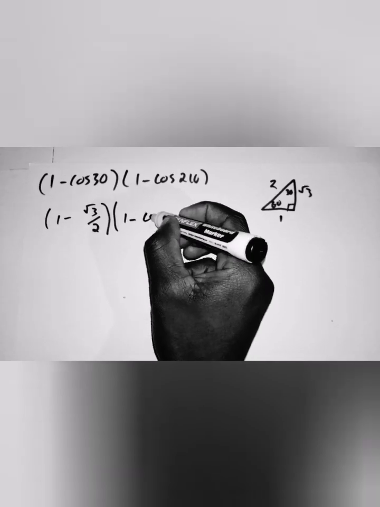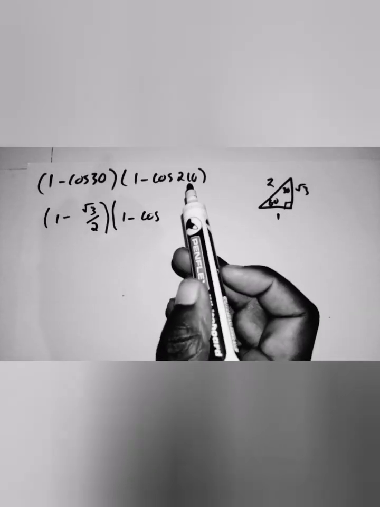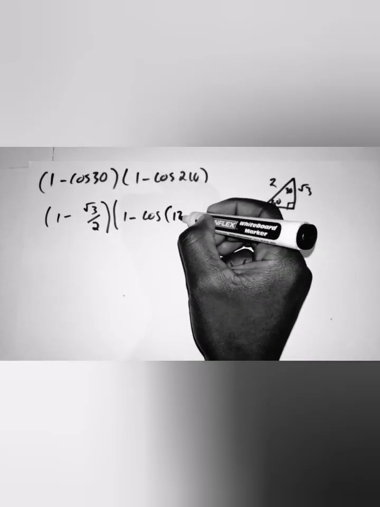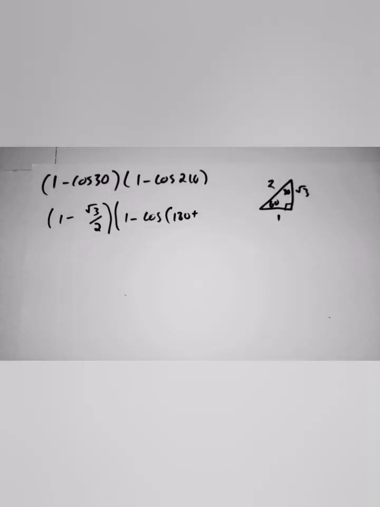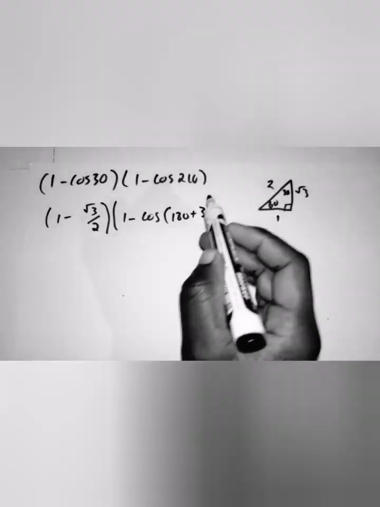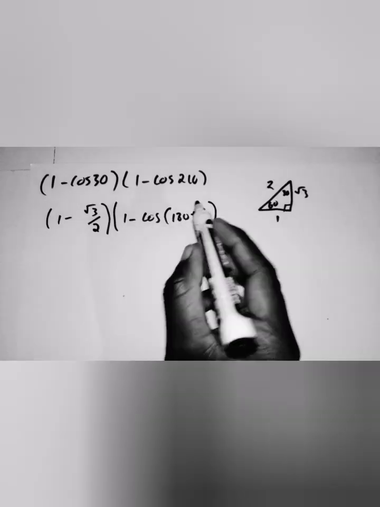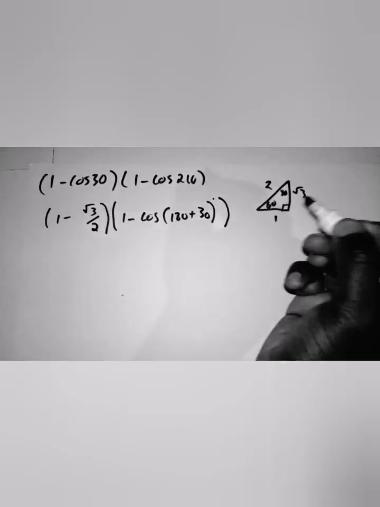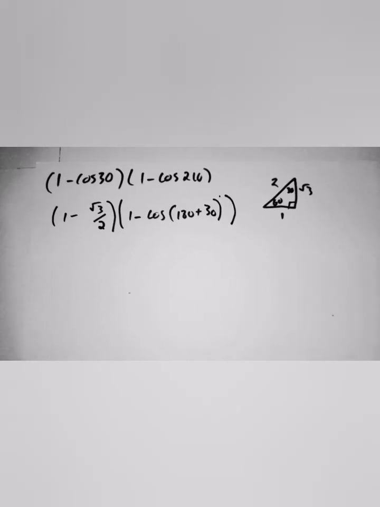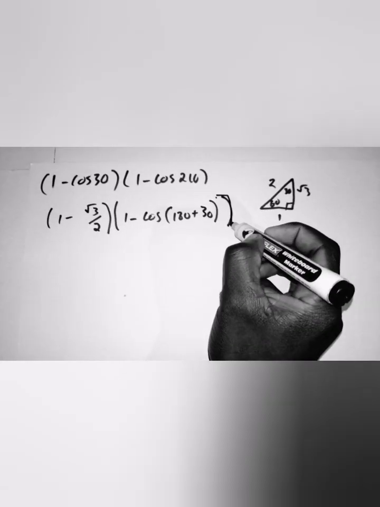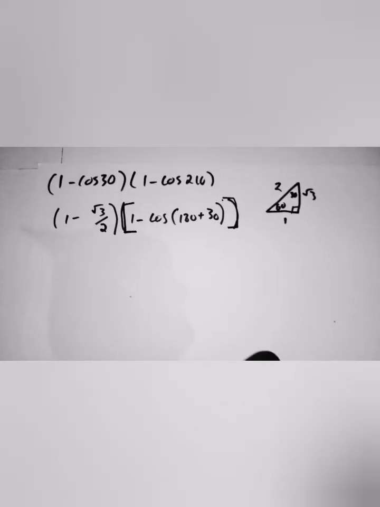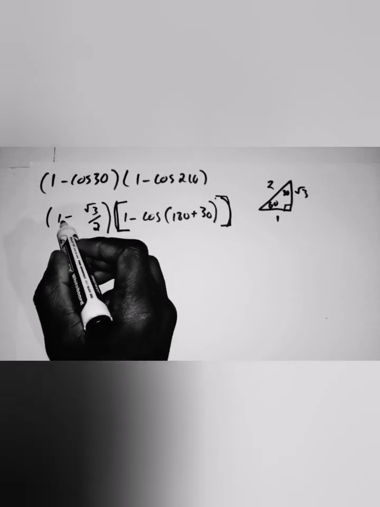1 minus cos 210. So 210, it is 180 plus, because it is above 180, right? So 180 plus what? 180 plus 30. Now 180 plus 30 is what? Okay, let me just put another bracket there, or let me rather put the square bracket even here, the square bracket, so that we can differentiate between the brackets that are inside and the square ones.